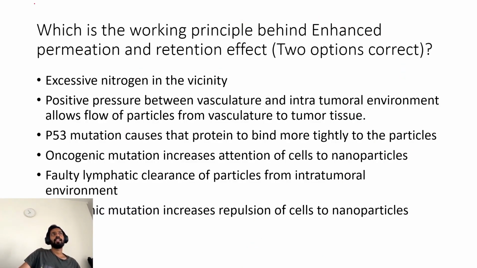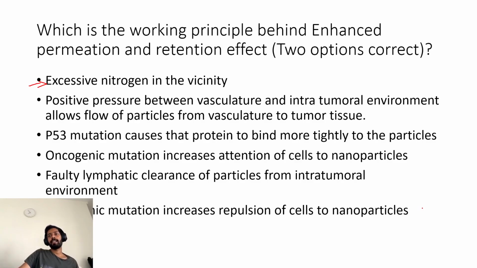Okay, so basically they're asking what is the working principle? Excessive nitrogen in the vicinity, positive pressure between vasculature and intratumoral environment allows flow of particles from vasculature to tumor tissue. P53 mutations cause the protein to bind more tightly to the particles. Oncogenic mutations increase attention of cells to nanoparticles. Faulty lymphatic clearance of particles from intratumoral environment. Or oncogenic mutations increase repulsion of cells to nanoparticles. What do you guys think?